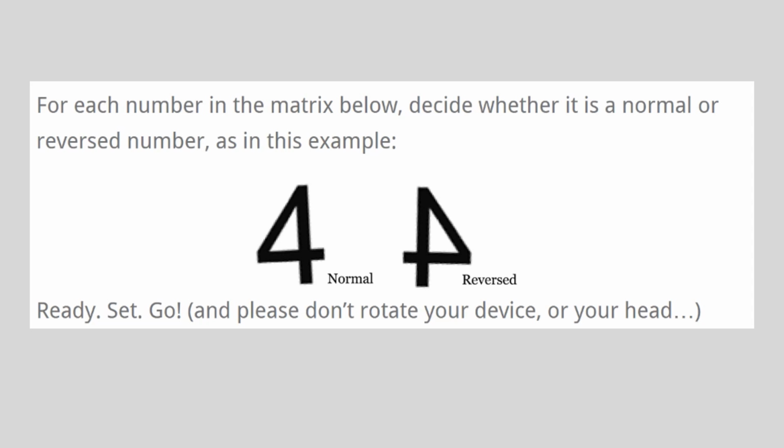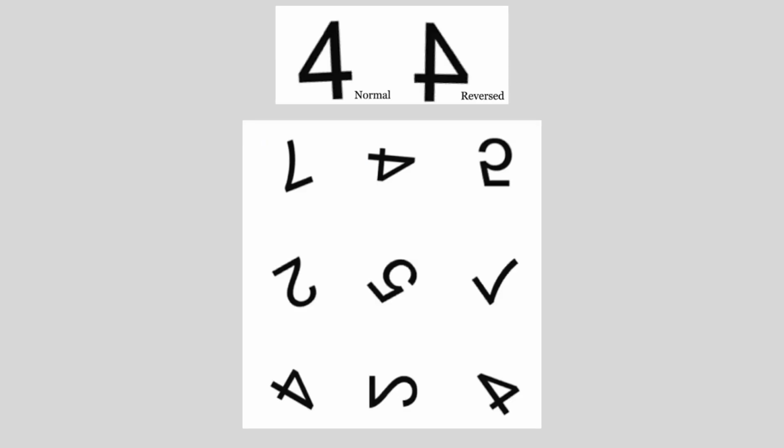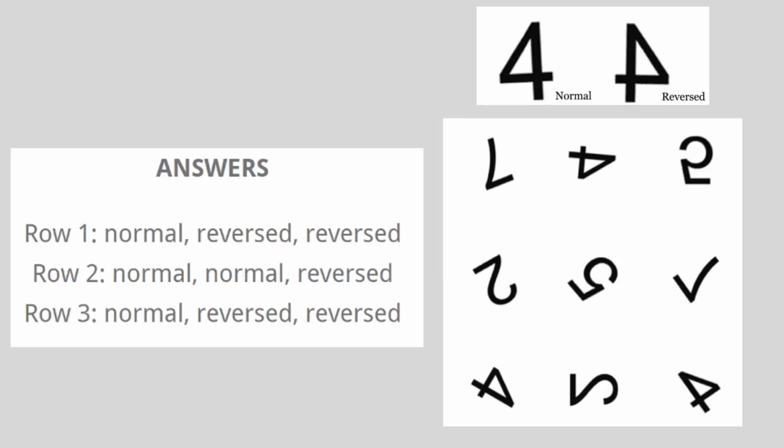Are you ready? Now, when looking at these numbers, being turned is not the same as being flipped. So think of this as either normal or reversed. What do we think about which numbers are normal and which are reversed in this graphic? So row 1 was normal, reversed, reversed. Row 2 was normal, normal, reversed. And row 3 was normal, reversed, reversed.